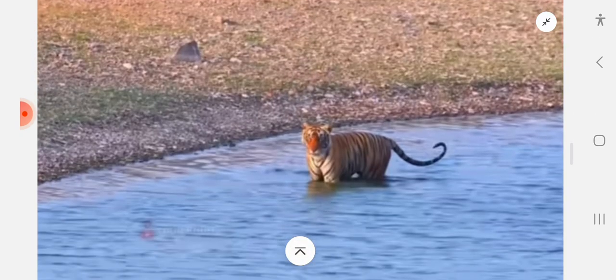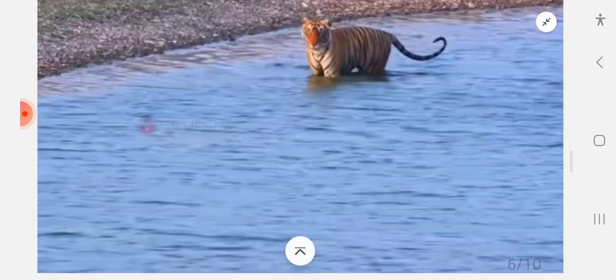So as you can see, you can see the river. A tiger is swimming in the river. So can you tell me the difference between a national park and a biosphere reserve?